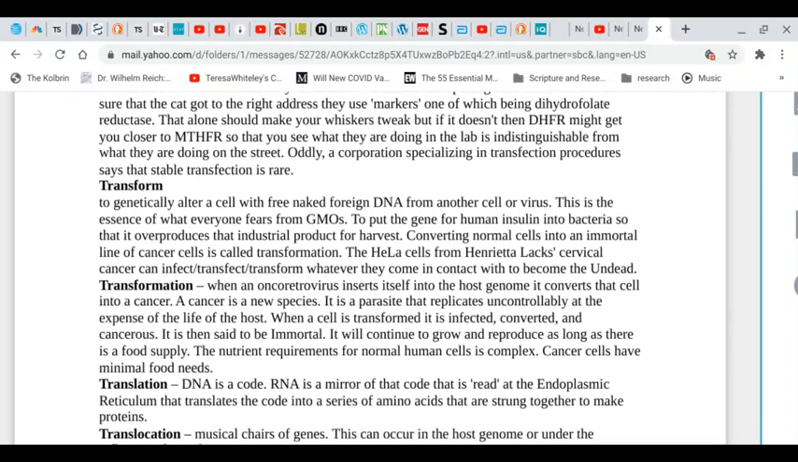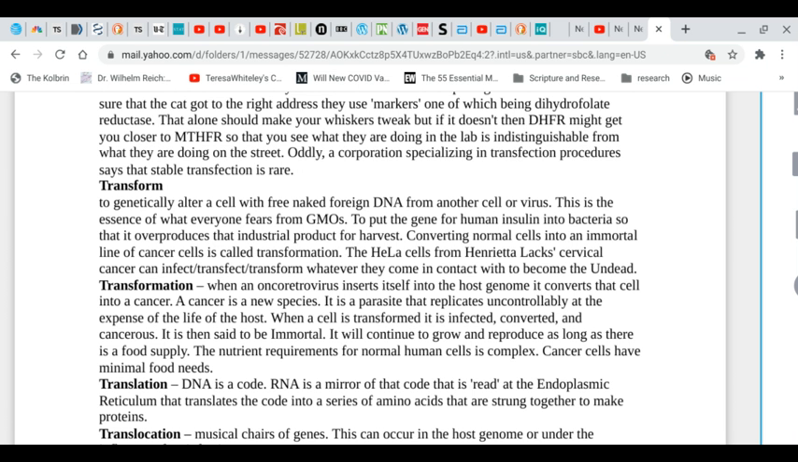Transform: to genetically alter a cell with free, naked, foreign DNA from another cell or virus. This is the essence of what everyone fears from GMOs, to put the gene for human insulin into bacteria so that it overproduces that industrial product for harvest. Converting normal cells into immortal lines of cancer cells is called transformation. The HeLa cells from Henrietta Lacks' cervical cancer can infect, transfect, transform whatever they come in contact with to become the undead.